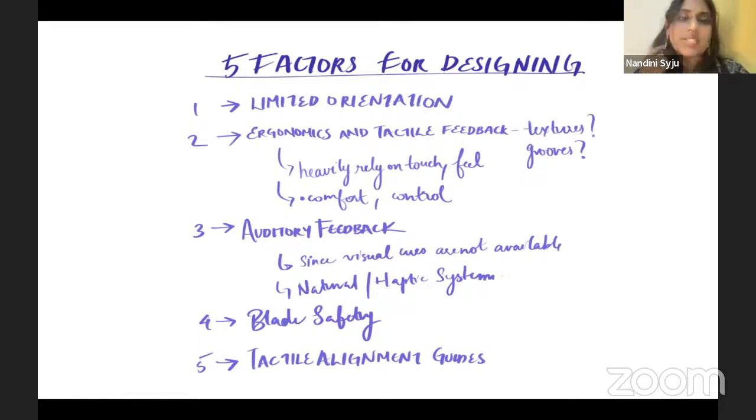Again, they've asked for 5 factors to consider while designing. So these are my 5 factors: limited orientation, ergonomics, and tactile feedback. So do I use textures, grooves, something like that? Because these people rely heavily on touch. Two things that I would focus on are comfort and control. When it comes to ergonomics, there is comfort, like, okay, this is easier for me to hold, and also control. How can I hold it in such a way that it's still under my control, like everything is the way I command the product, it works, right?